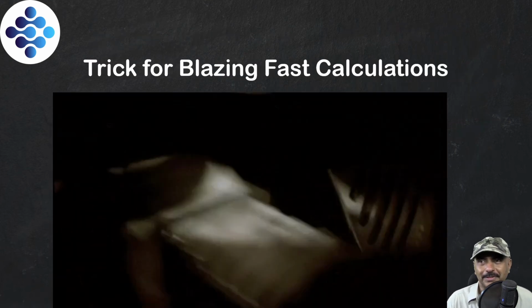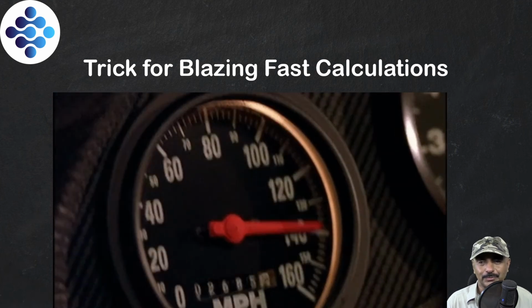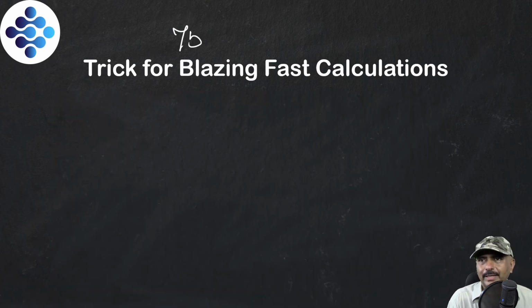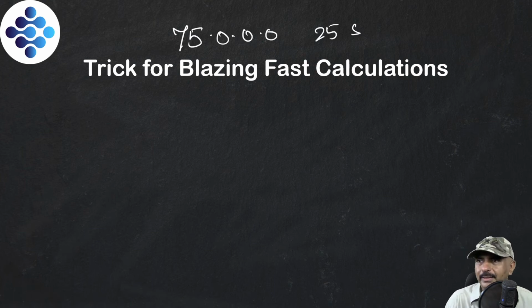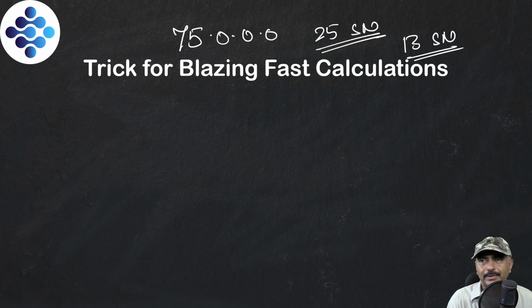Now, as promised, the trick for blazing fast calculation. Really, this would be so helpful. 75.0.0.0. We want 25 subnets. What would be the range of, say, the 13th subnet? So how to calculate it? This is 75, right? So this is straight away telling us that this is class A, so we'll be borrowing from there. 25 subnets, you have to figure out. 2, 4, 8, 16, 32. All right, so you will be borrowing 5 bits.